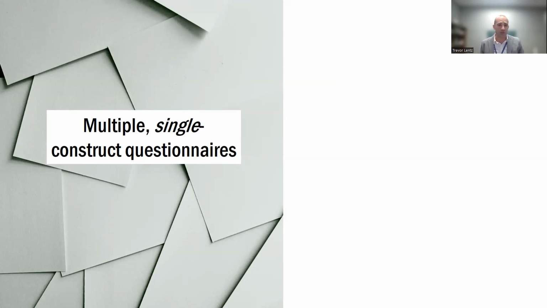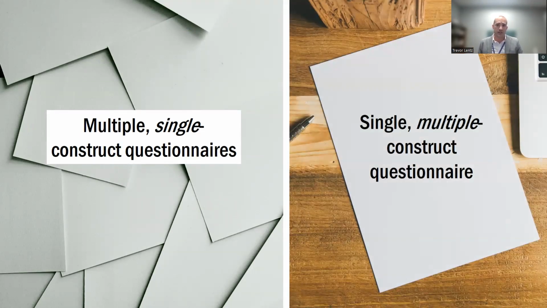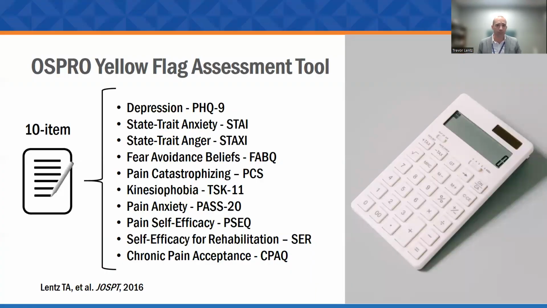Patients don't like to fill out all these questionnaires. So one of the ways that we've tried to address this is by developing a single questionnaire that evaluates multiple constructs and essentially screens for these different mental health needs or mental health characteristics. And what we developed, and this was actually published back in 2016, is what's called the OSPRO Yellow Flag Assessment Tool. And the questionnaire itself looks like your traditional mental health screening tool or questionnaire.